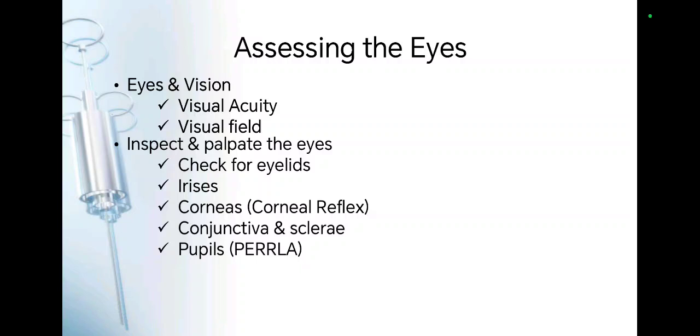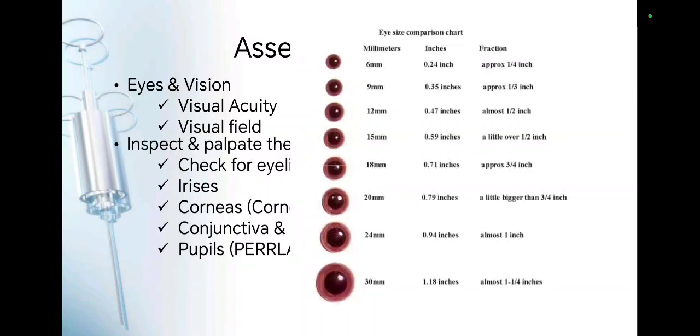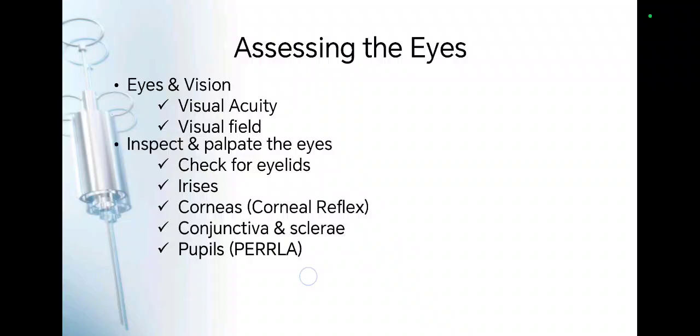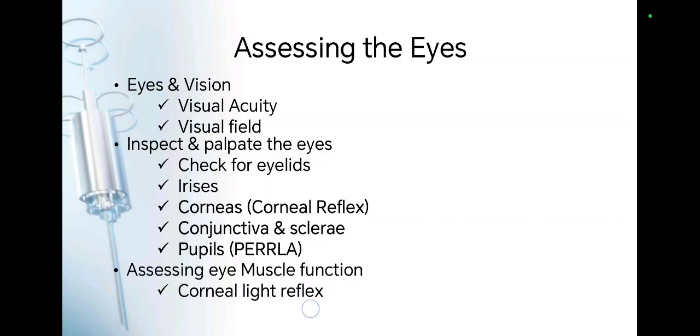If the size of the pupil narrows while you shine a light directly, that tells you that the pupils are equally round, reactive to light and accommodation. So these are the different sizes of our pupils, maybe a 6 millimeter to 30 millimeter size. And then assess the eye muscle function by checking the corneal light reflex and cardinal positions of gaze. So you check also the extraocular movement, okay, by checking the abducens.